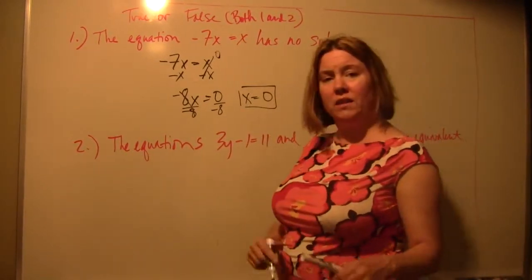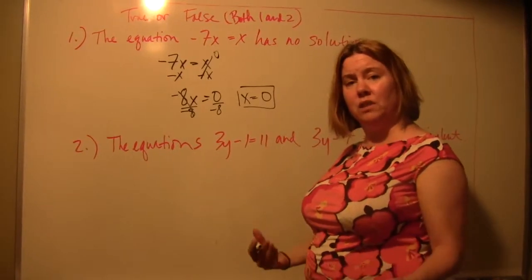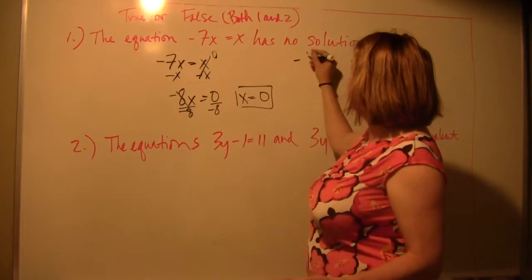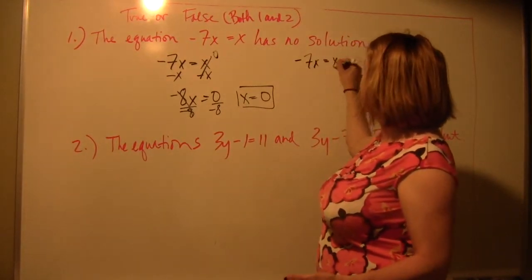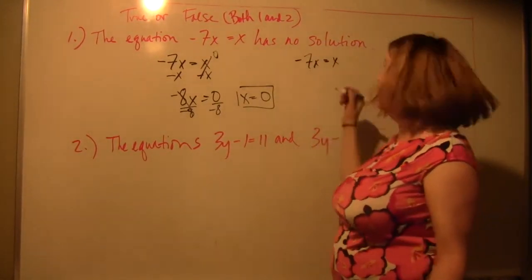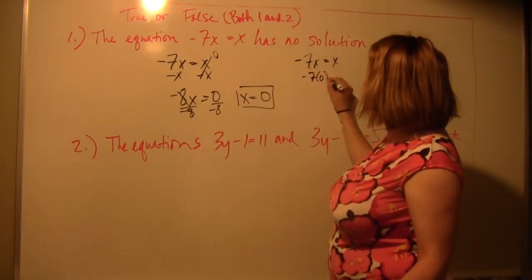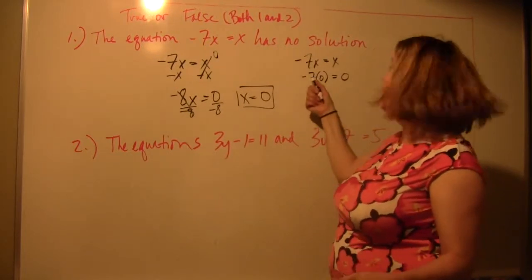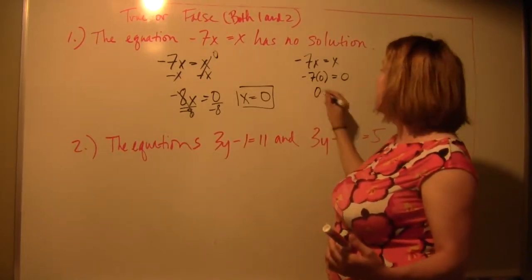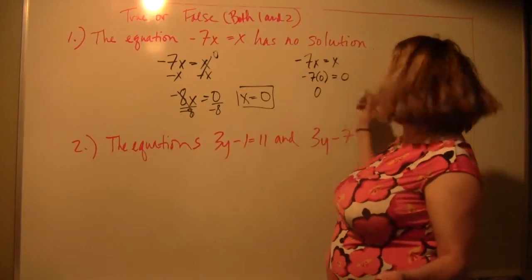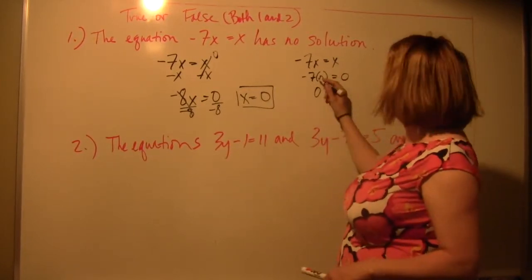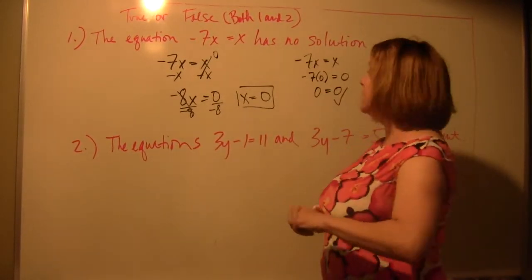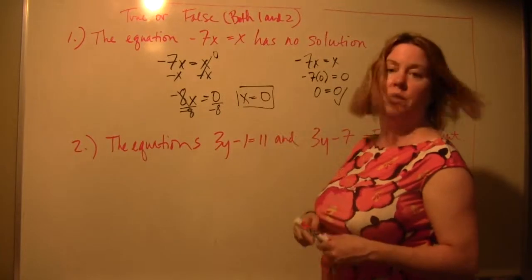Okay, so let's go back to the original equation and see if x equals 0 gives us a true statement. So this is what we started off with, minus 7x equals x. If x were 0, we would get minus 7 times 0 equals 0. Zero product property. If one of the factors is 0, then the whole product is 0. So that is 0 equals 0. We do get a true statement. So x equals 0 is a solution to that equation.